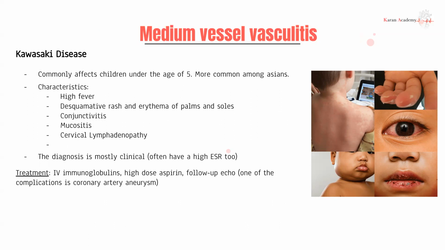The characteristics are, so these are 5 features that are almost always, well, not almost always, but are very typical of Kawasaki. So a very high fever, and I'm talking 39s, 40s. You often have a desquamative rash and erythema of the palms and the soles, so hands and the feet. And desquamating just means that the skin's often peeling off as well, which you can see here. They can have conjunctivitis, mucositis, and often have cervical lymphadenopathy. And it tends to be pretty enlarged.